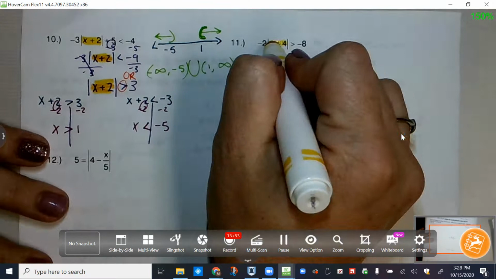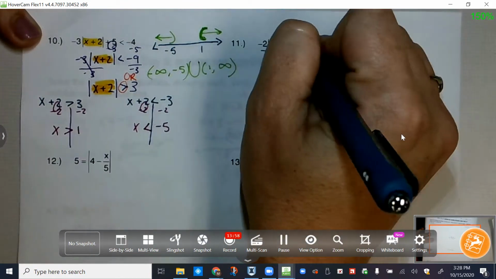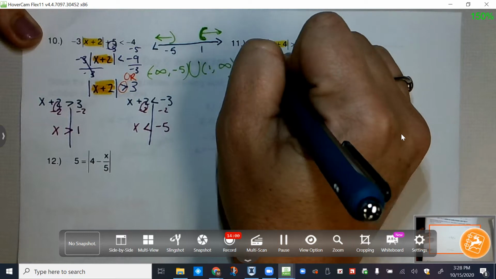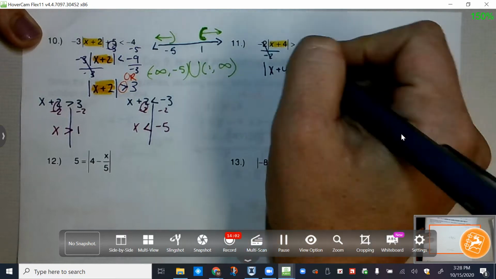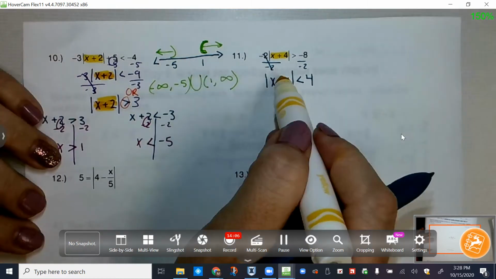Okay, we have another one. Our absolute value is not alone. This one we just have to divide by negative 2. When we divide by a negative, we flip our symbol, and this gives us positive 4. So we can separate and solve now that our absolute value is alone.